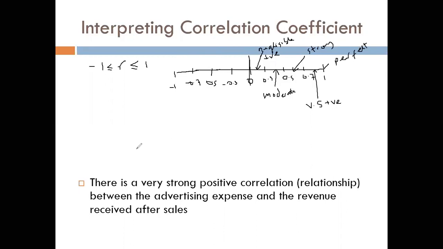Okay. So per the value we've just obtained, which is our R equals 0.964, if we compare with our scale here, then we are saying that there is a very strong positive correlation between advertising expense and revenues after sale. Yeah, that is how we do the interpretation. Now I'll take 1 or 2 questions from you, if there is any, before we continue.